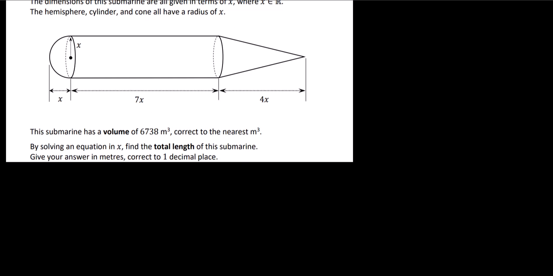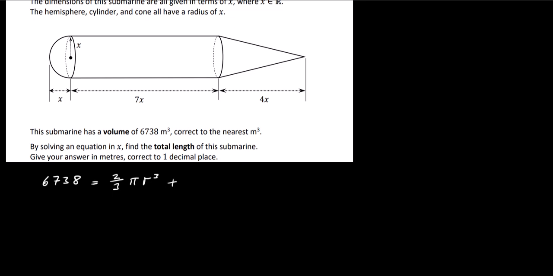Okay, so this is just one big volume kind of question. So let's write down what we're given. We are given that the volume of the submarine is 6,738 cubic meters. So first thing I'm going to do is write down the formula for the volume of the hemisphere. The volume of the sphere is 4 over 3 pi r cubed. So we have a hemisphere, we have half of that, so that's 2 over 3 pi r cubed.